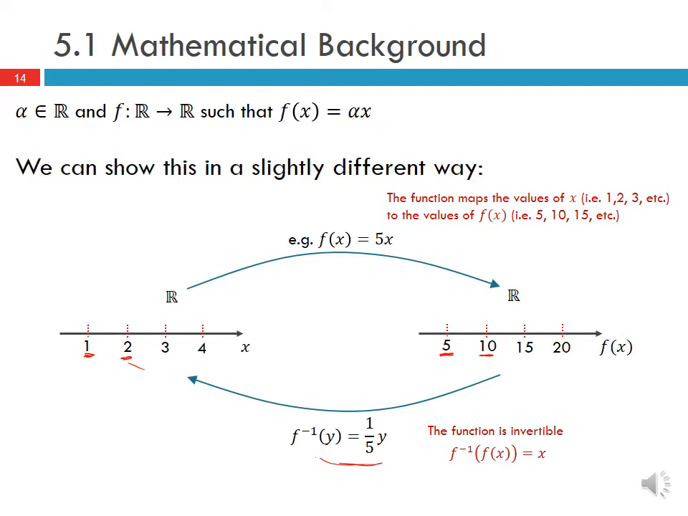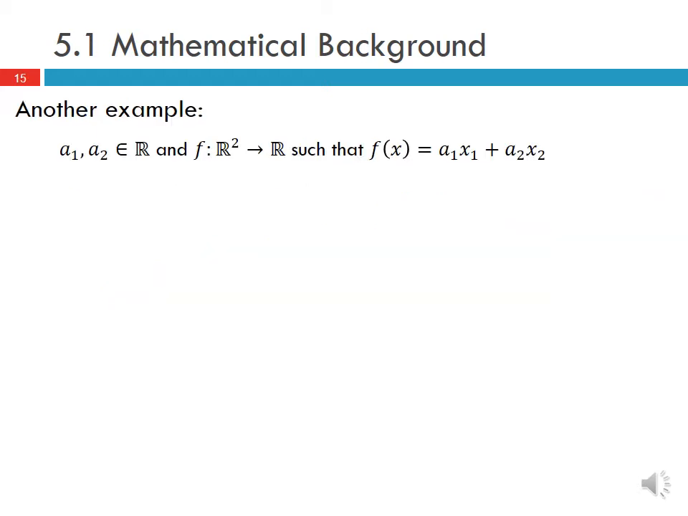So this means that the function is invertible. And if I take the inverse of the original, then I'm back to the original. So basically, I start with x, I go to f of x using this function, and then I can do the inverse operation, and I should get back to exactly where I was in the beginning. So let's look at another example.